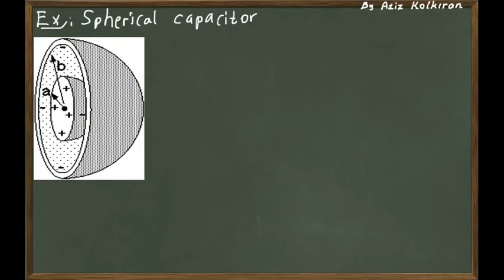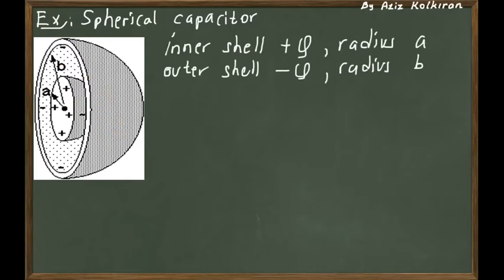Now let's calculate the capacitance of a spherical capacitor. A spherical capacitor has two conducting shells. One has, in this picture, a radius of A and it is positively charged, and the outer spherical shell has a radius B and it is negatively charged. The inner shell has, let's say, a plus Q charge, and the outer shell has minus Q charge.